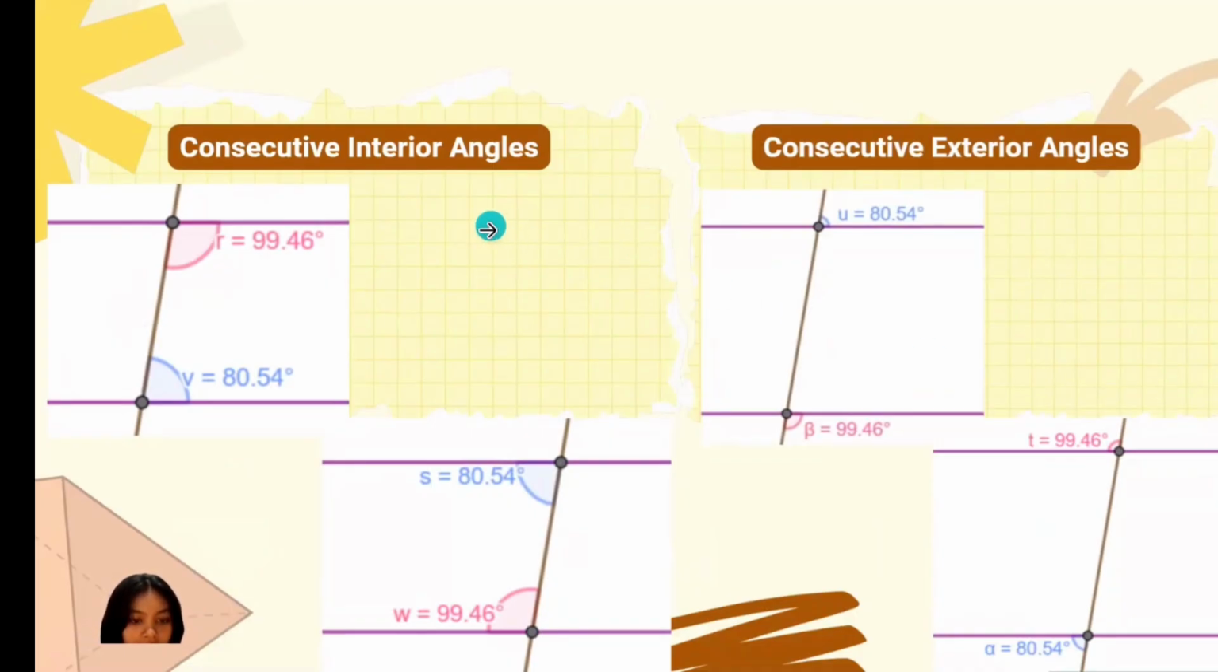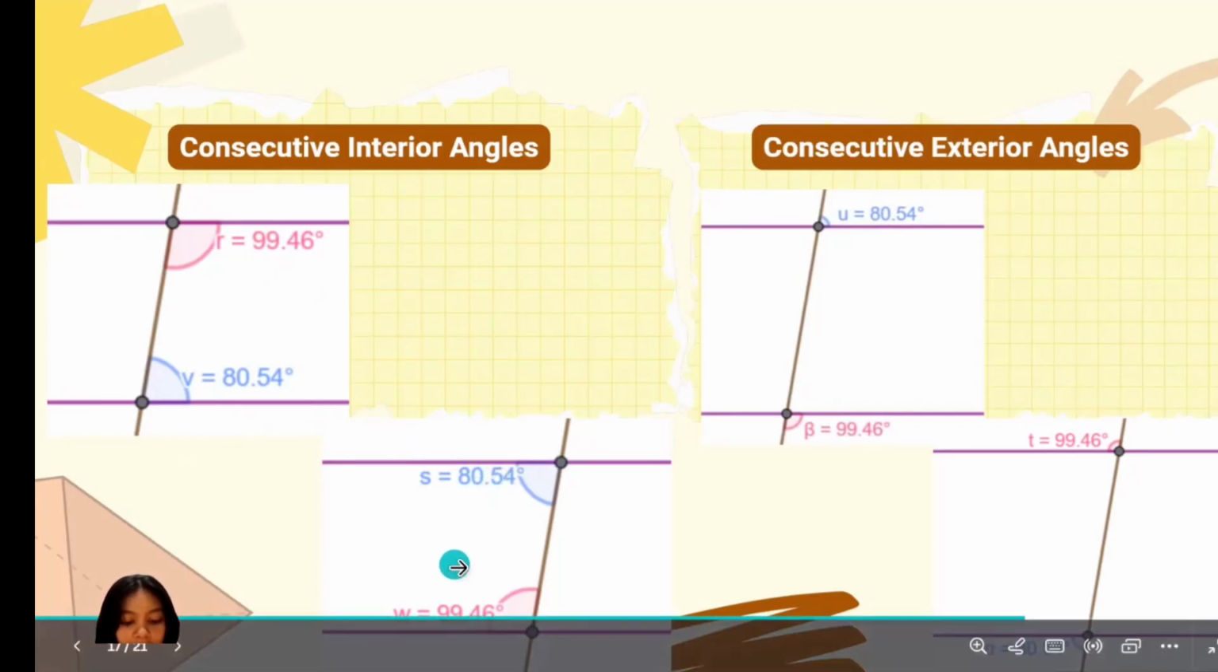Consecutive interior angles is a pair of angles on the inner side of the two parallel lines and on the same side of the transversal line. In this figure, angles such as angle R and angle phi are called interior angles on the same side. The other interior angles on the same side are angle S and angle W because they are on the same side.